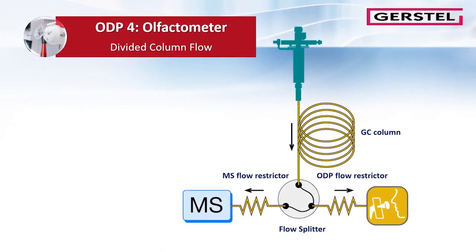This is a simple but proven design. The analytes coming from the GC column are divided by a splitter or capillary flow technology device into the MS and olfactory detector. The parallel analytical detection by any GC detector can be set up with a user-defined split ratio.